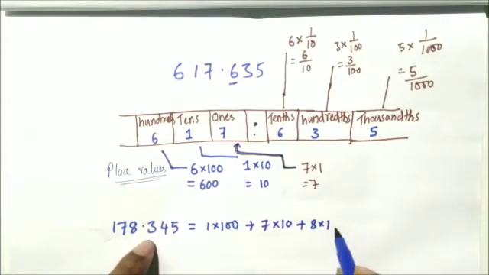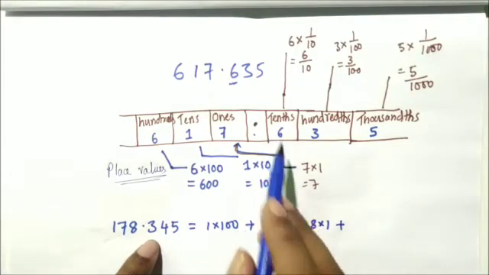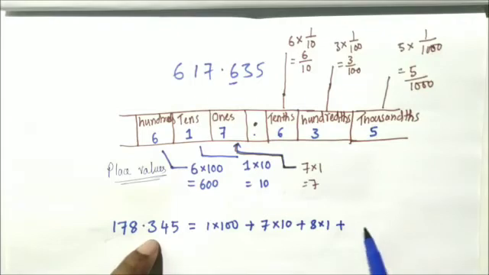And after that, no need to place the point. Just put a plus sign. 3 is placed at the tenths place. So the place value of 3 will be 3 by 10.